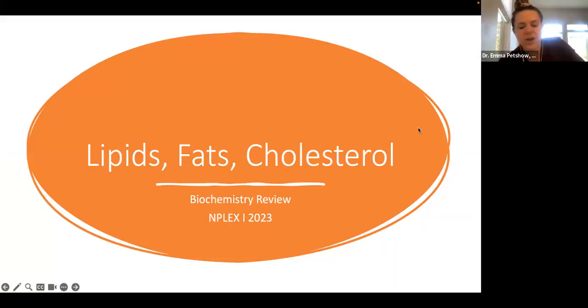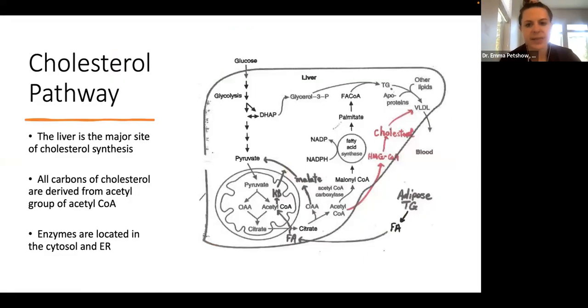So lipids, fats, and cholesterol. I pumped this out into its own PowerPoint this year because I feel like there is always some confusion, misconception, misunderstanding around cholesterol and its pathway. So first, when we're talking about the cholesterol pathway, we're not necessarily talking about at all the digestion of fats. We're not talking about the breakdown into fatty acids, into triacylglycerols, TAG, or any of those processes. We're literally just focusing first on how do we make cholesterol, which is a really complex, obviously, fatty compound, the backbone of all of our steroid hormones, and important for us to understand.